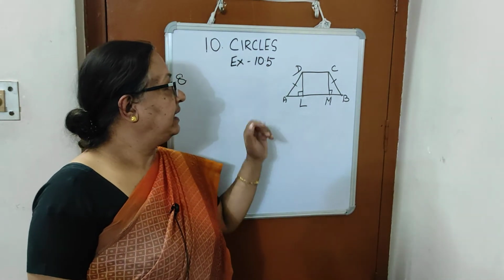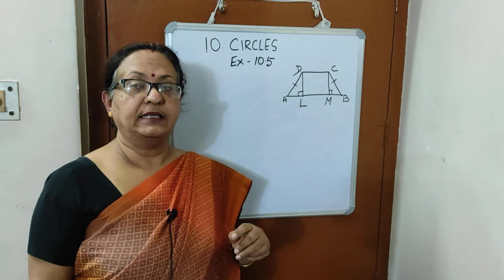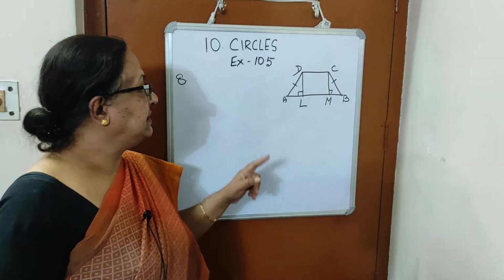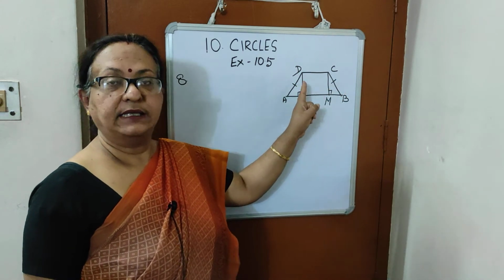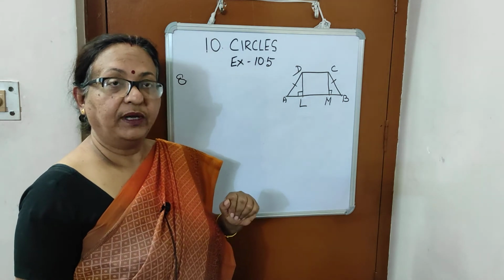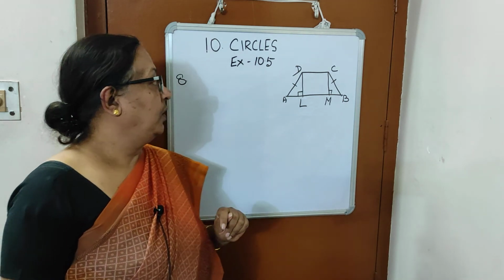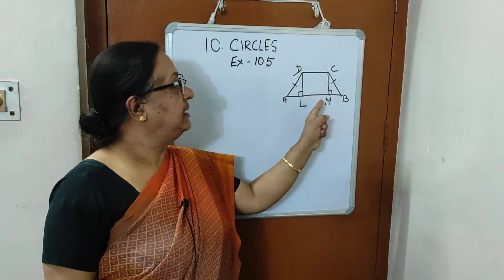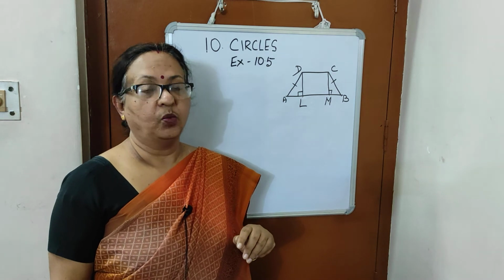Next, children, we have sum number 8 from exercise 10.5. What is given there? A trapezium ABCD in which the non-parallel sides are equal. Which are the non-parallel sides? This AD and BC are the non-parallel sides of the trapezium and they are equal. What you have to show is ABCD is cyclic. Now, to show ABCD is cyclic, what we need to show? Sum of opposite angles is 180 degrees.